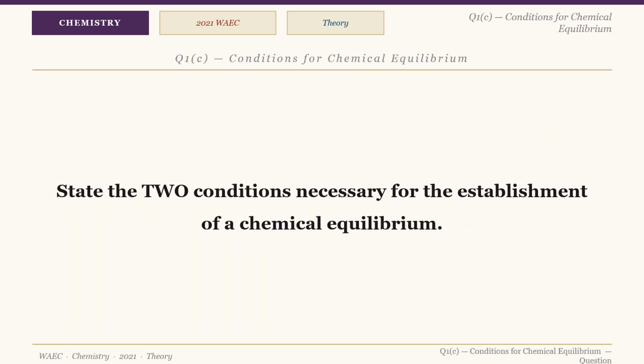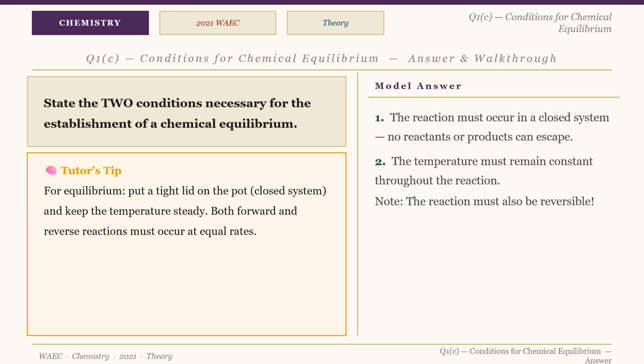State 2 conditions necessary for the establishment of a chemical equilibrium. Now 1c, a tip. For equilibrium, you must, with this analogy, put a tight lid on the pot, which means a closed system. Nothing can escape, nothing can enter. Okay, and keep the temperature steady. Both the forward and reverse reaction must occur at equal rates. If it is not equal, it is not in equilibrium.